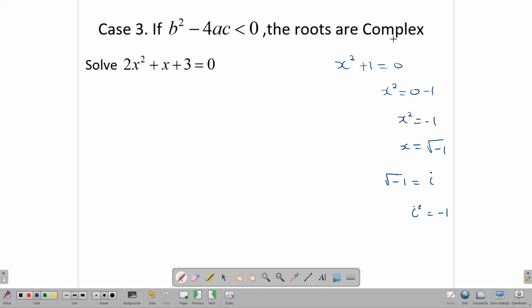So what we mean by complex numbers is this: there's no number that you could actually put here to make it work. To get an answer for it would mean that you have to go into a different number system, and that is complex numbers.